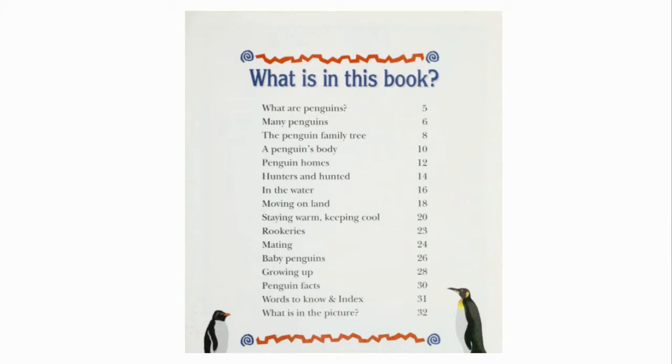In your table of contents, you'll see lists of titles. It could be chapter titles, section titles, depending on the book, and page numbers. In this case, let's take a look at the different sections that are going to be in this book.